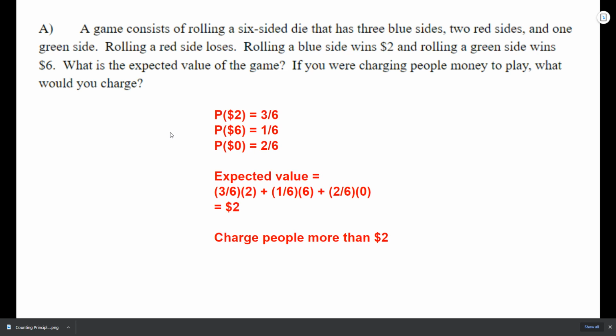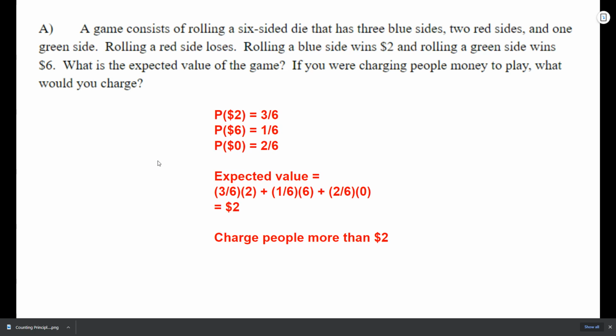So the probability of rolling, what was it, $2 for a green is 3 out of 6. Well, I'm sorry, that's rolling a blue. $2 is rolling a blue, so it's 3 out of 6. Rolling a green is $6, so it's 1 out of 6, and getting nothing is 2 out of 6 because that's the red side. So again, we're going to take the probability times the amount. The expected value is $2. So contestants or whoever's playing this game can expect to make about $2. So what should you charge? More than $2.